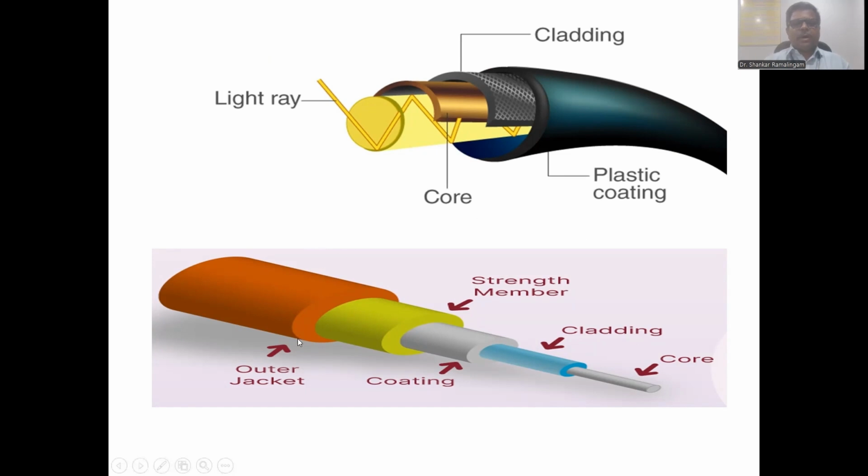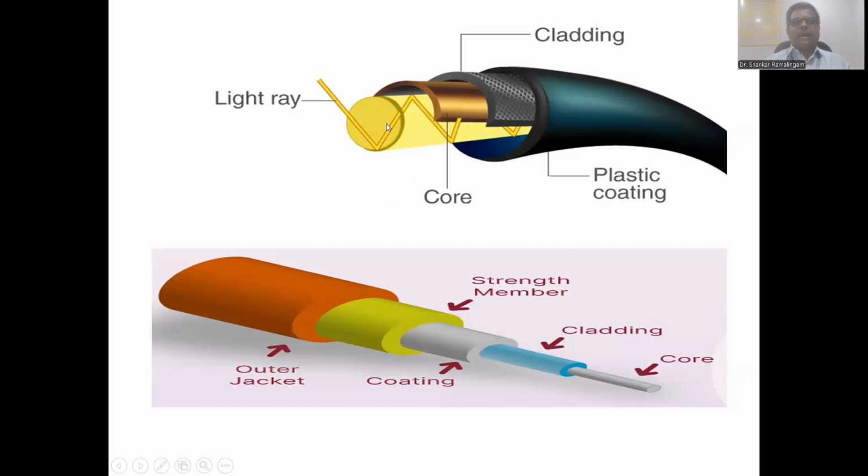Next to your outermost jacket, we have a strength member which adds further strength to your optical fiber cable. Next to our strength member, we have a coating which is going to protect our optical fiber cable. Next to that, you have a cladding, and inside the cladding, we have our core, where we are going to have our light signal sent from transmitter to receiver. So it is the core where our light signal is sent from transmitter to receiver, which is protected by a cladding and further protected by a coating, and further given strength by some strength member and outermost jacket.